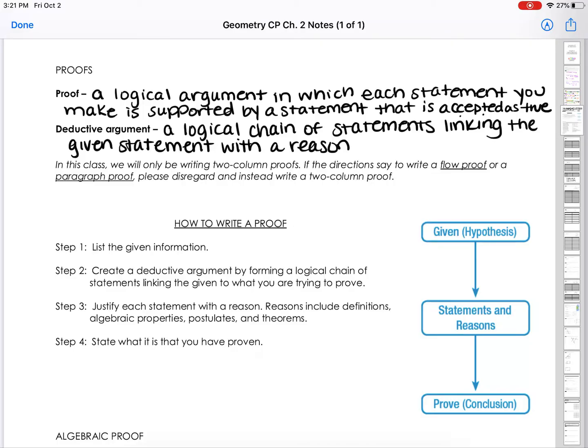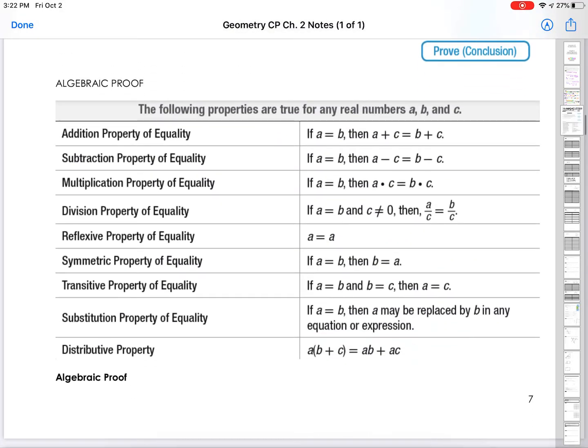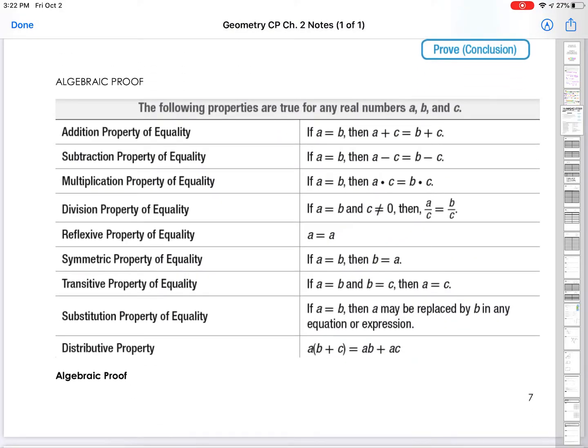In order to write a proof, we want to first list all of the given information, and the reason that we know it is because it is given to us. Then we're going to create a deductive argument to form a logical chain of statements linking the given information to what you're actually trying to prove at the end. You'll justify each statement with a reason, and that reason could be a definition, a property, a postulate, or a theorem, kind of like the Pythagorean theorem. It's a rule we know is true. And then we're going to state at the very end what we've proven and how we were allowed to make that proof.